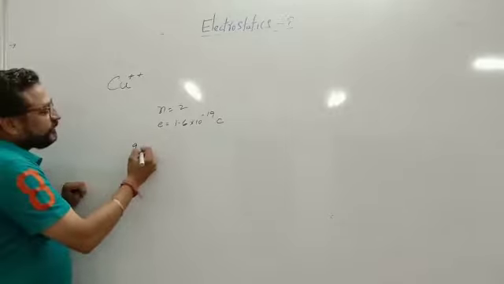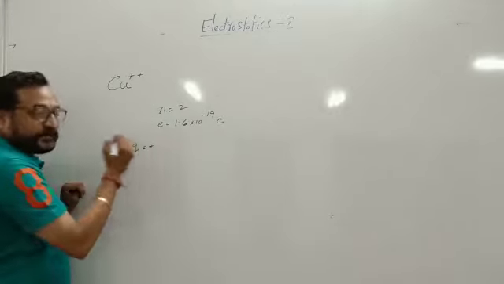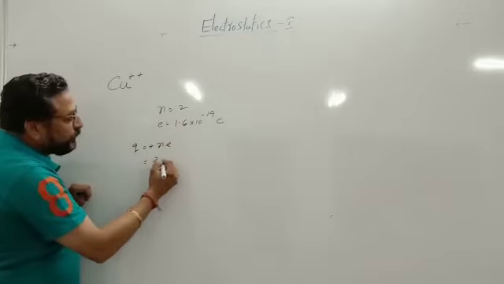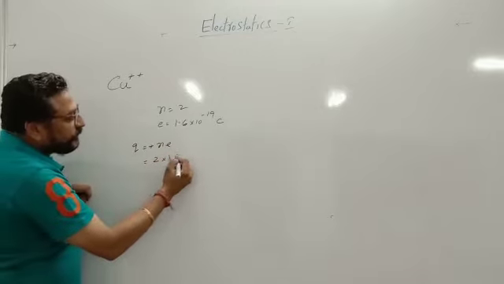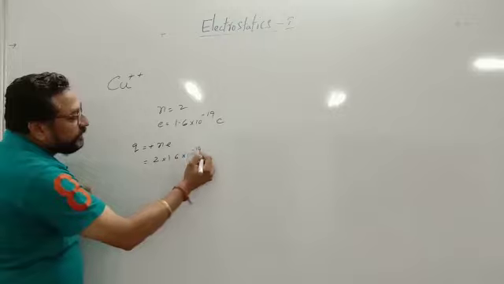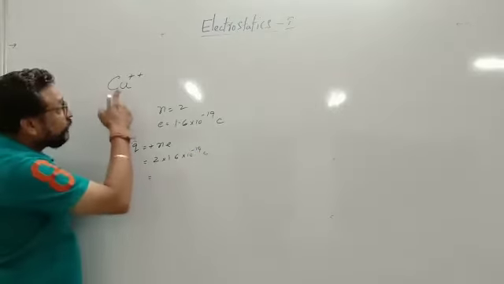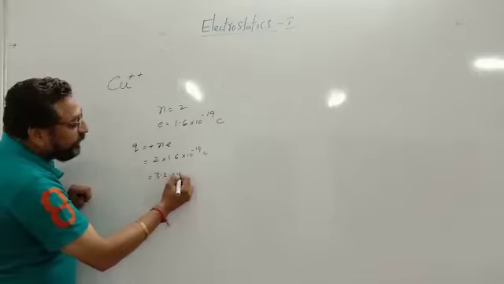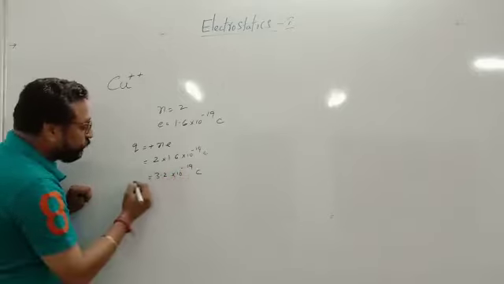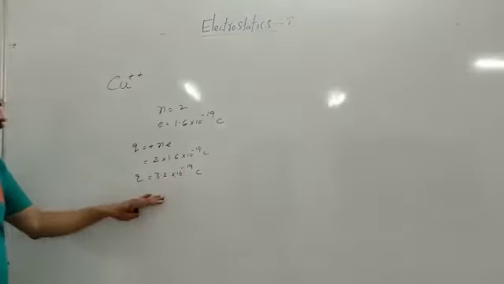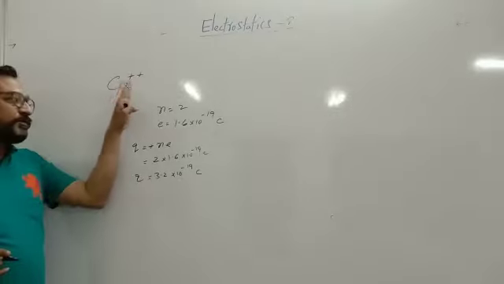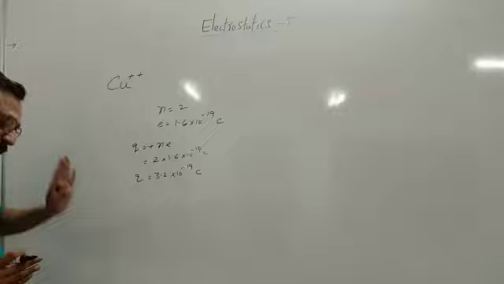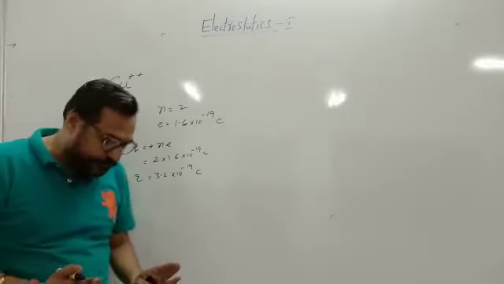Then the charge is positive, and ne is the formula, n is 2, e is 1.6 × 10^-19 coulomb. Then the charge on Cu double plus is 3.2 × 10^-19 coulomb, and this is the amount of charge on Cu double plus. That's the concept.